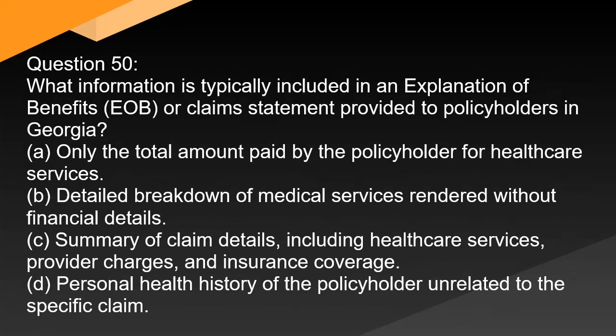Question 50. What information is typically included in an explanation of benefits, EOB, or claims statement provided to policyholders in Georgia? A. Only the total amount paid by the policyholder for healthcare services. B. Detailed breakdown of medical services rendered without financial details. C. Summary of claim details, including healthcare services, provider charges, and insurance coverage. D. Personal health history of the policyholder unrelated to the specific claim.